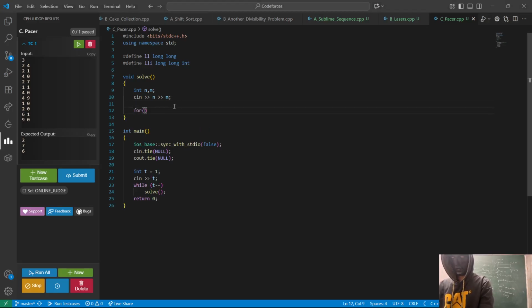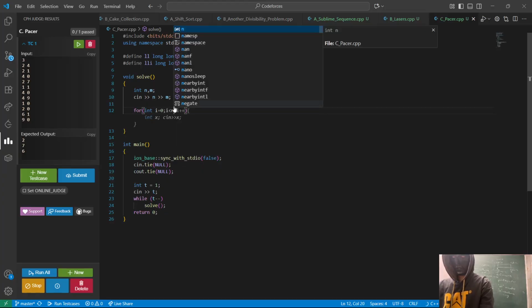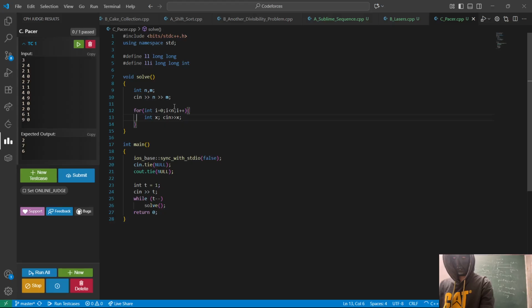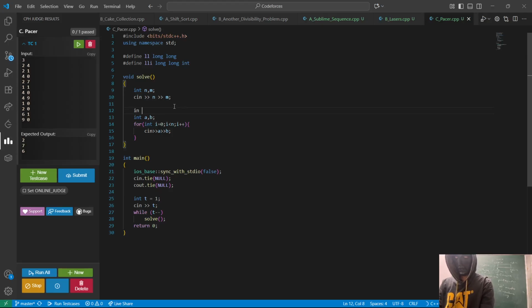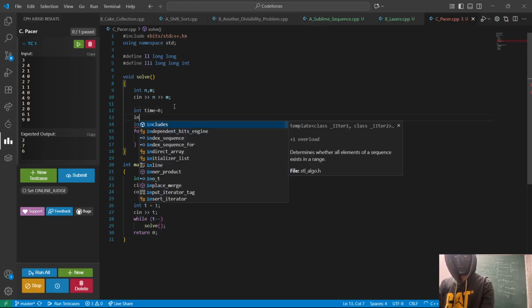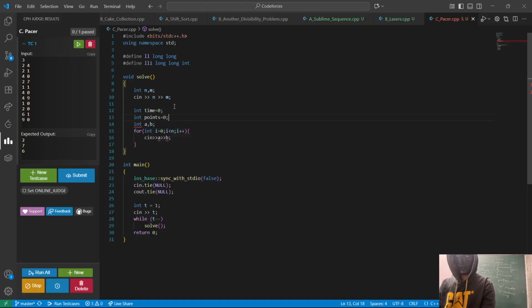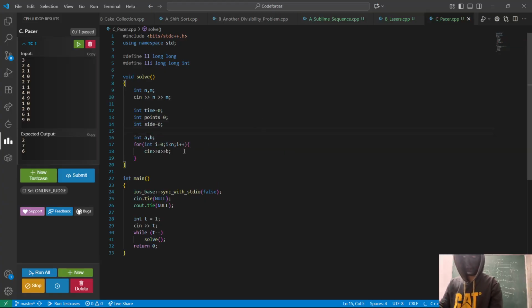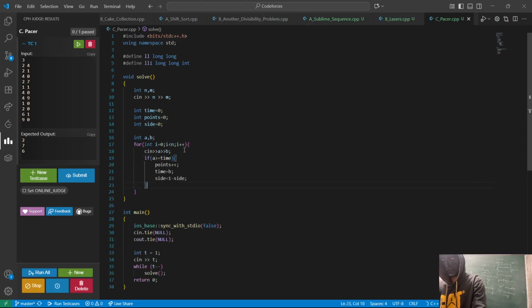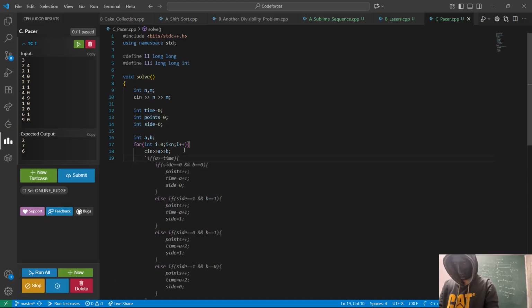So we have n requirements, and let's take the requirements a and b, and let's initialize a and b here at this position. Initially our time is 0, so let me initialize that. We don't have any points, which is also 0, and initially we are at side 0, right? So these things we have initialized. Now we'll have to check the current time. Sorry, this autocomplete is giving me problem.